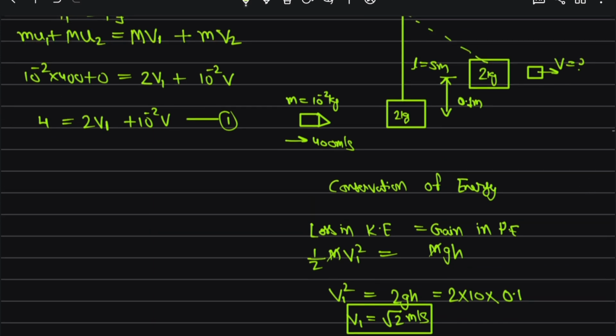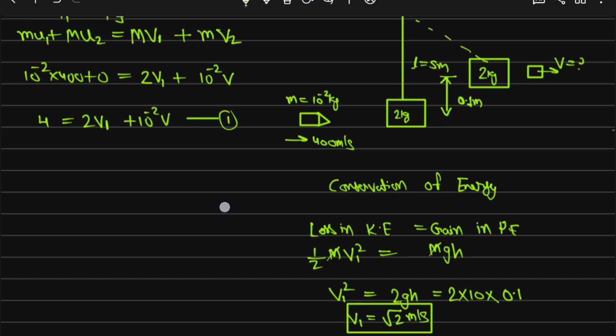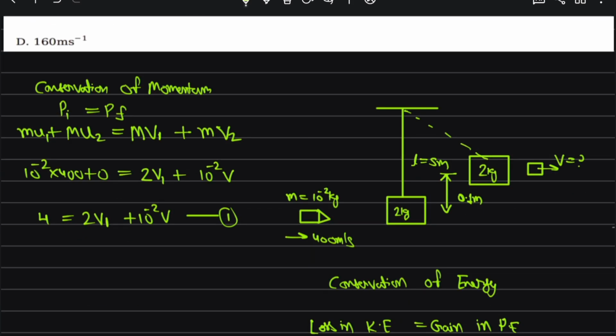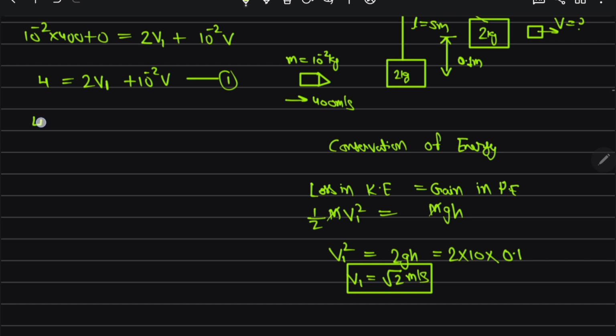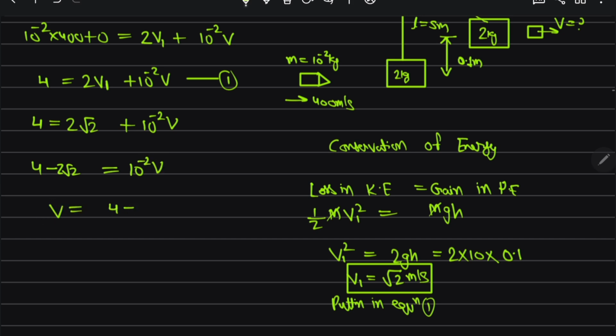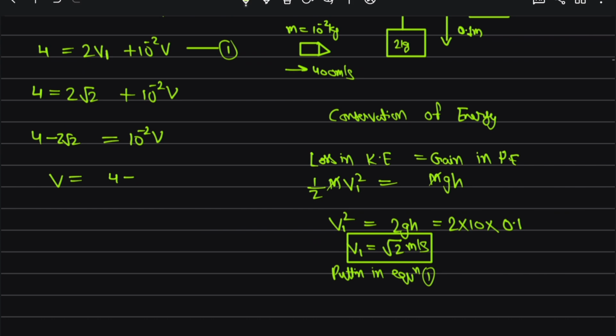And now we can find the velocity easily. This is the only task, we have to find v1. So here you see that 4 is equal to 2 times 2 root 2 plus 10 to the power minus 2 v. Putting in the first equation, 4 minus 2 root 2 is equal to 10 to the power minus 2 v. So v comes out to be 4 minus 2 root 2 into 10 to the power minus 2, which is 100.